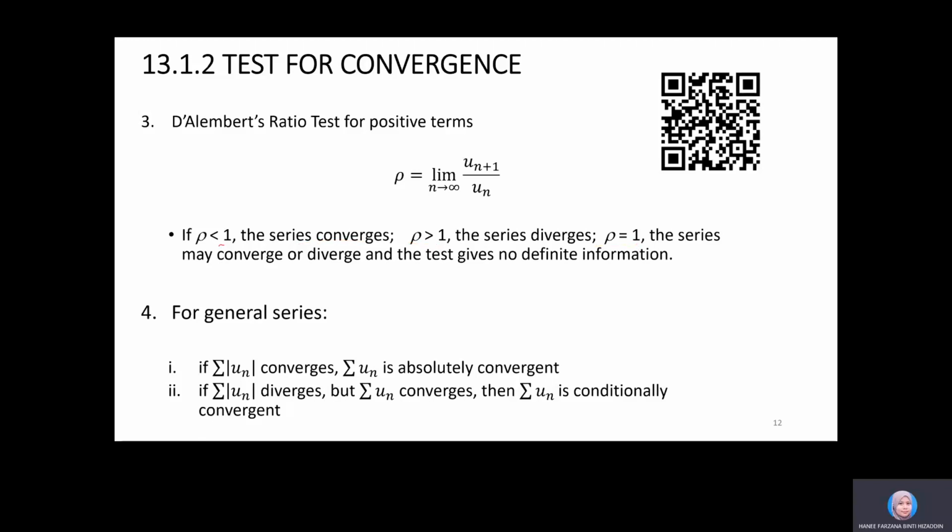Okay, and another method, number 4, is for general series. If the summation of the modulus of the series converges, then the series is absolutely convergent. However, if the summation of the modulus of the series diverges, but the summation of the series without the modulus converges, then this series is conditionally convergent. So there may be a radius of convergence that you need to find out to see where it converges and where it diverges.